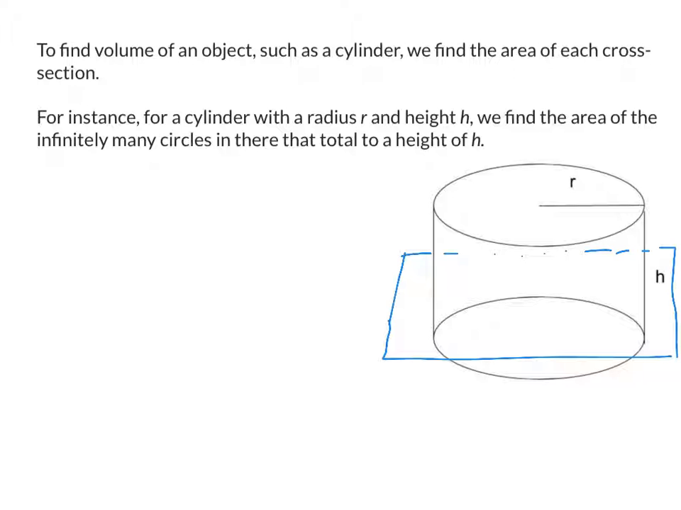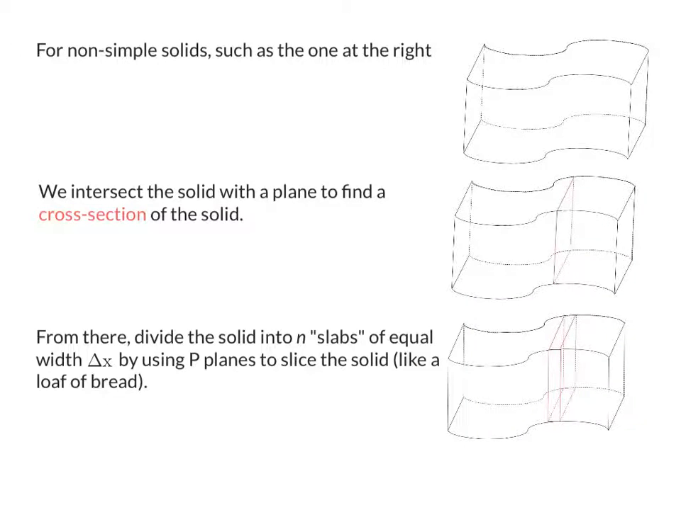And when I do that, you can see that the cross-section being formed is another circle. And so if we find the area of this circle, we find the area of all the circles, then we can find the volume for this cylinder. So what happens when we have a more irregular shape?